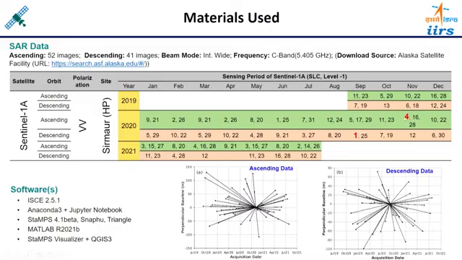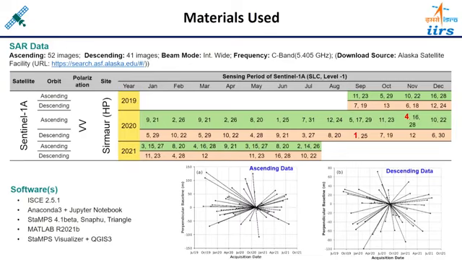The date of each and every image is mentioned here, and this red one is the image which was considered as the reference image. In the ascending pass, the 4th November 2020 image was considered as the reference image, and the 1st September 2020 image was the reference for the descending pass.